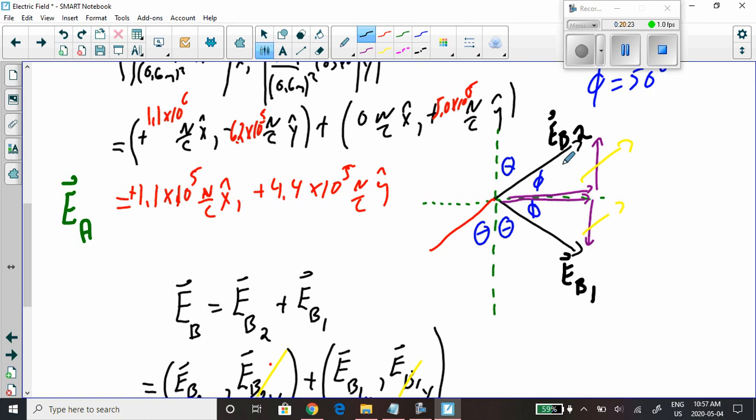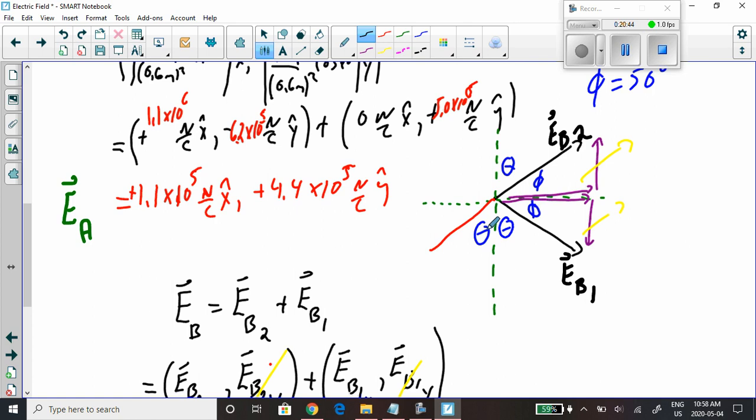Now, these two vectors have exactly the same magnitude, and because these two angles are the same, have exactly the same two orientations, the same two angles. So if this is theta, I'm calling this angle here phi.